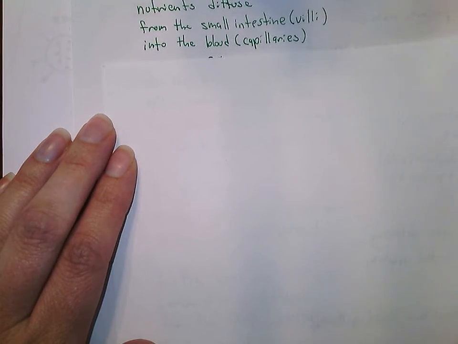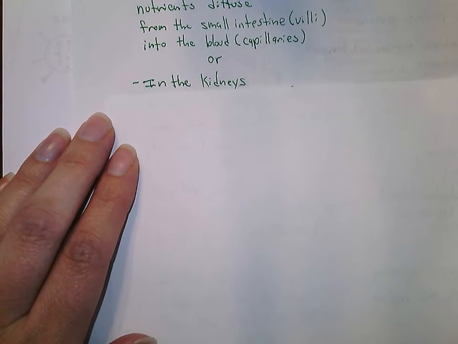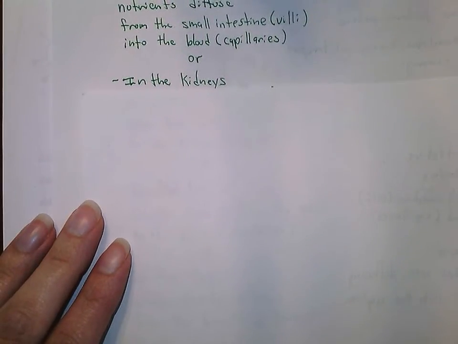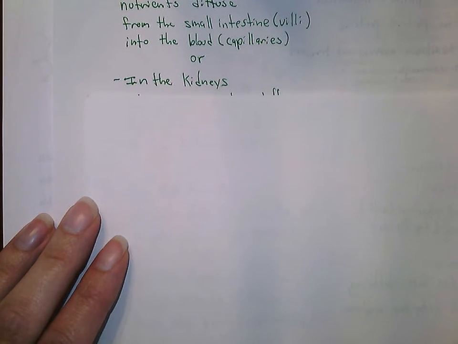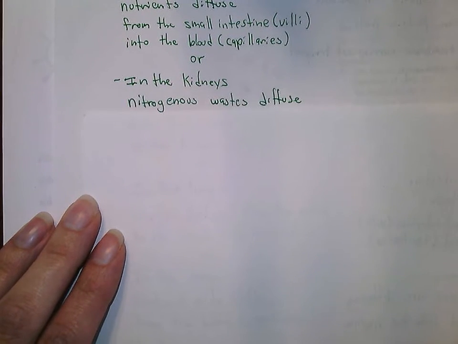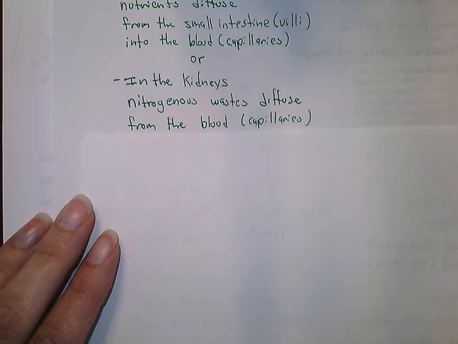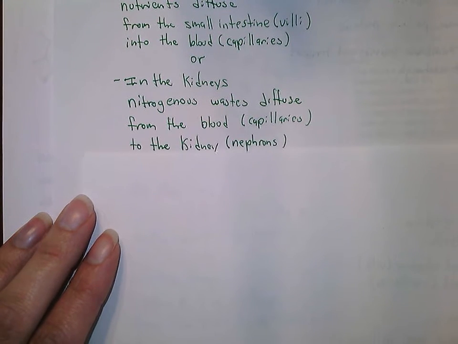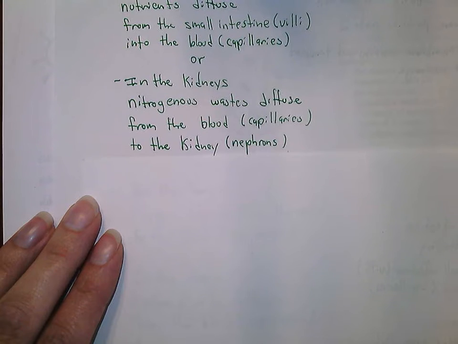Next, I decided to relate to the excretory system, and that would be the kidneys. In the kidneys, nitrogenous wastes are diffusing. They're going from the blood, the capillaries, into the kidneys, or the nephrons, the little parts of the kidneys that absorb the wastes.